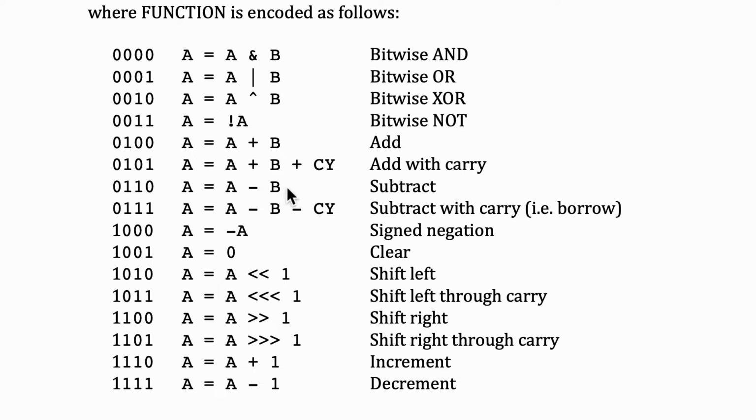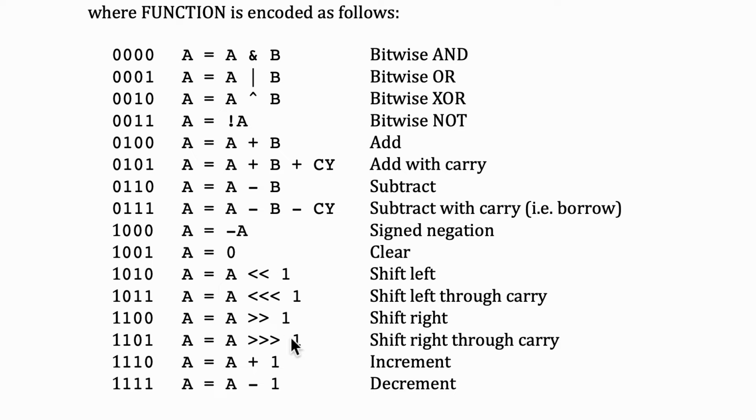Here is the 8-bit subtract instruction, and there's also a subtract with borrow in case you want to subtract 2 values that are larger than 8 bits. Here is an arithmetic negation operation, and here's an instruction that will clear the accumulator. We have 4 different shift instructions.